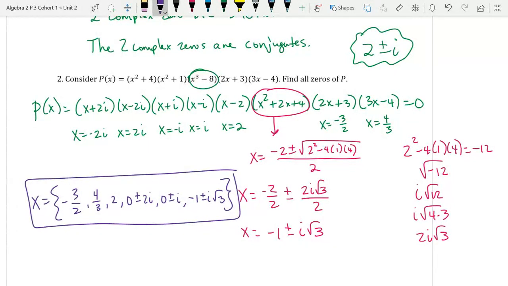And I should have 9 total. 1, 2, 3, 4, 5, 6, 7, 8, 9. Wow, that's a lot of work. But we can do it. It's just a lot of things that we all have to put together.